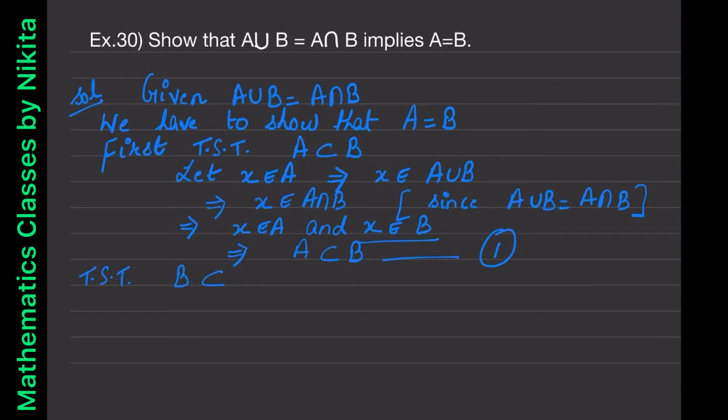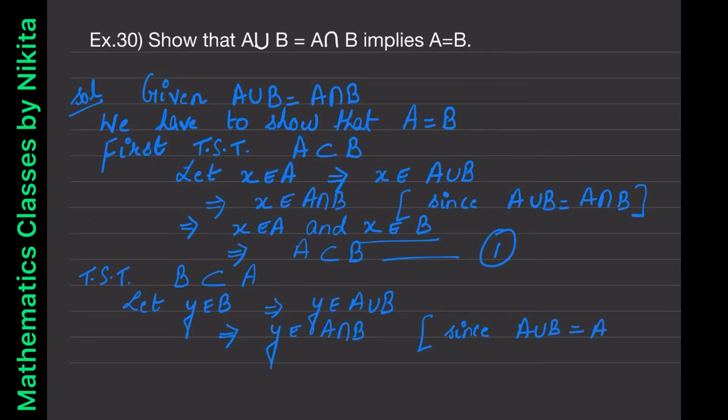Now next we will show that B is contained in A. So start with any arbitrary element in the set B. Let y belong to B. This implies y belongs to A union B, the same pattern as above. And this implies y belongs to A intersection B, and the reason is since A union B is equal to A intersection B. You have to write the reasons in brackets, in the step where you use what is given to you. And this implies y belongs to A and y belongs to B.